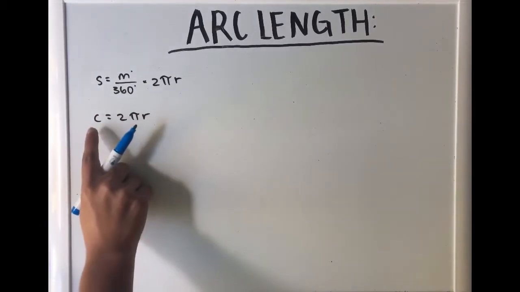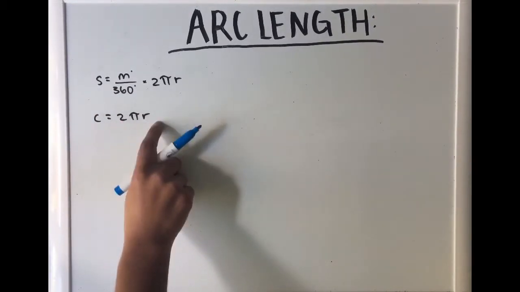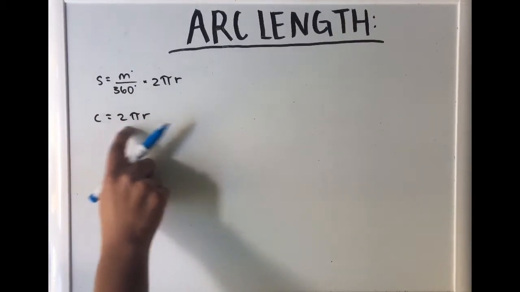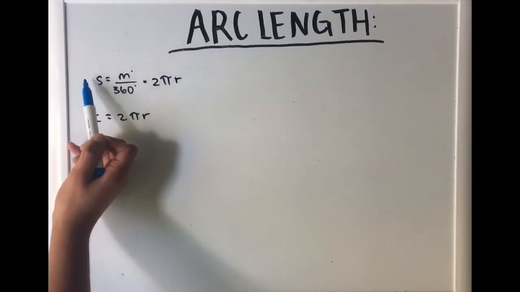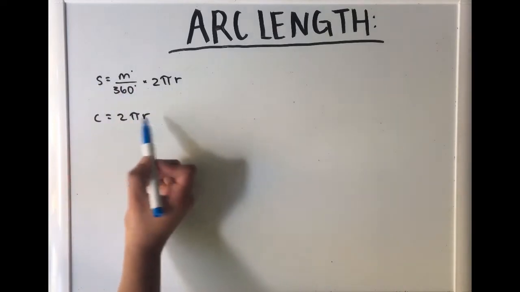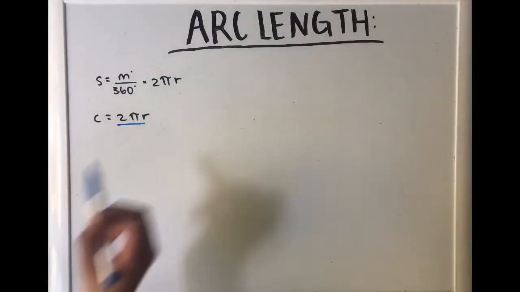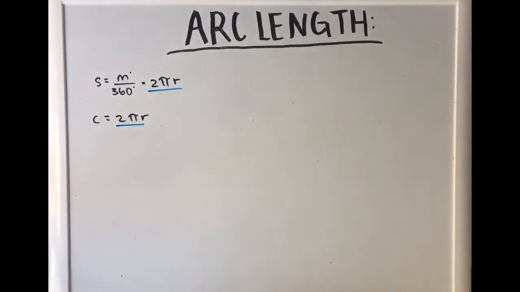So let's look at this one first. It's c equals 2 pi r. This is for finding the circumference of a circle. And as you can see in the arc length equation, this 2 pi r is in it. It's right there. So we already know that that equation is going to involve finding the circumference of a circle.